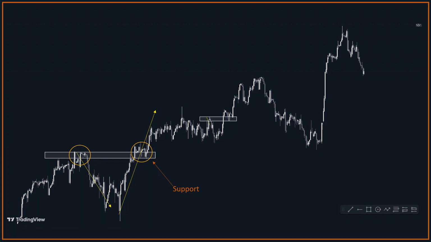Now, let's head up here, where we see a similar example of a major level of structure doing its thing. Just like before, the conditions are all met. Multiple rejections? Check. Switched between support and resistance? Check. Recently respected? Oh, you bet. This zone is practically rolling out the red carpet for buyers, offering us a great buying opportunity. It's like the market's way of saying, come on in, the water's fine.